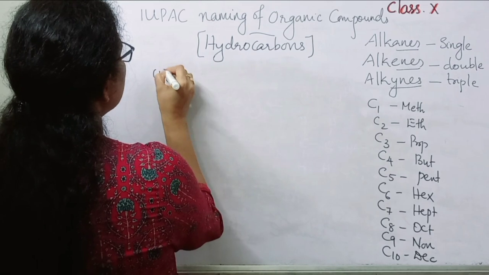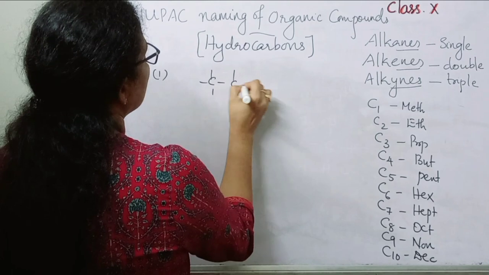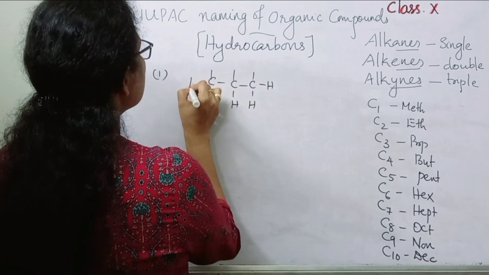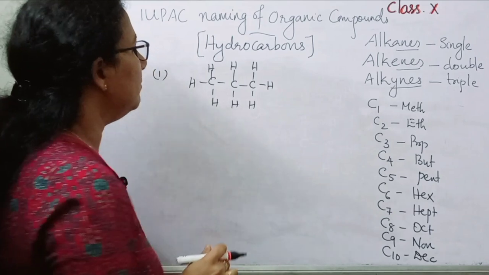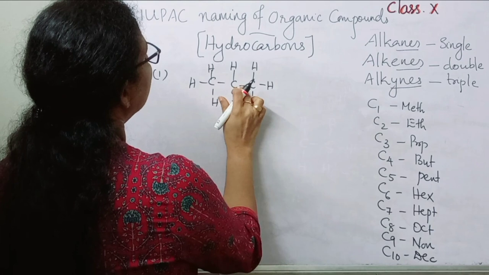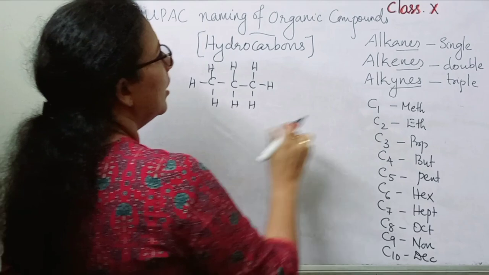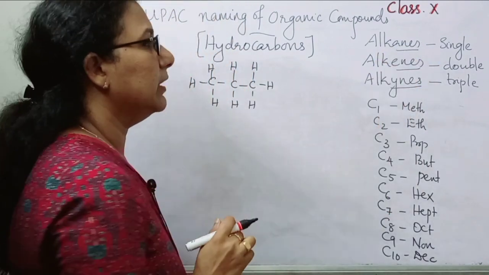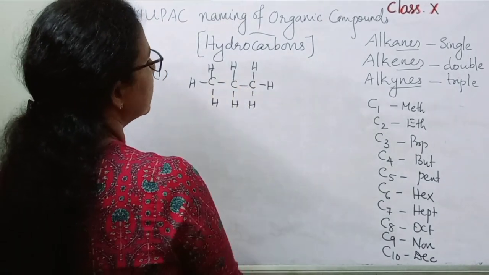First of all, let's see one compound. If this is the compound or if this is the structure of a compound, you have to name this compound. For this, first of all, you should know what is the type of bond here. So there is a single bond. So single bond between carbon atoms. Obviously, the compound will be coming under alkane family. So if it is a single bond, it is an alkane. So here it is a single bond, so it is an alkane.